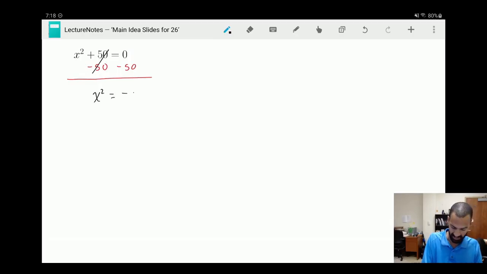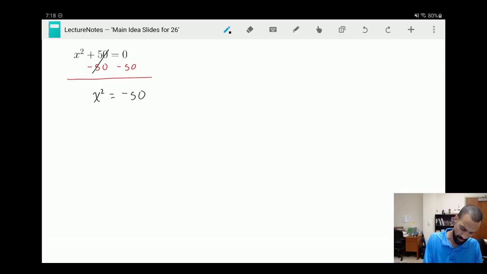X squared is equal to negative 50. Now, let's go back. X squared plus 50 equals 0. This right here looks a lot like difference of squares, right? That was sum of squares, and we said that we couldn't get a solution for that. Or at least we may have said that at some point. That would be a lie. We actually can have a solution to that, so we're going to talk about that now.